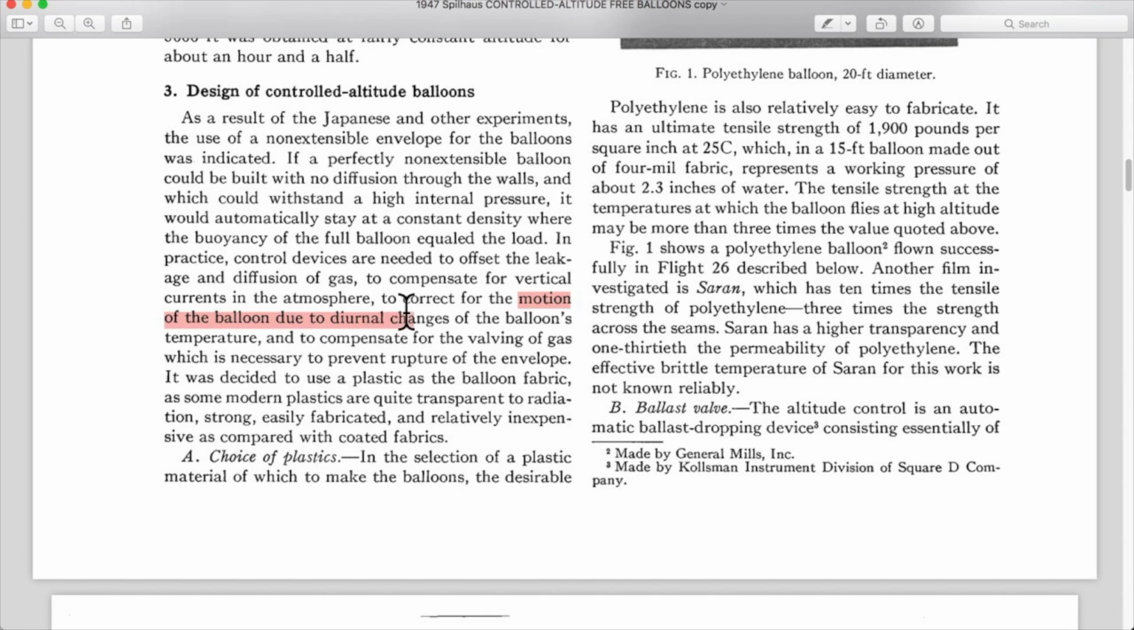Interesting. Motion of the balloon due to diurnal changes of the balloon's temperature. That just means that it is possible that the balloon may cool down at sunset or heat up at sunrise. And at sunset, if the balloon cooled down enough for it to actually start shrinking, it would start falling. And at sunrise, if it was still shrunken a bit, the temperature would go up, which would increase the pressure due to the ideal gas law and cause it to rise up again.